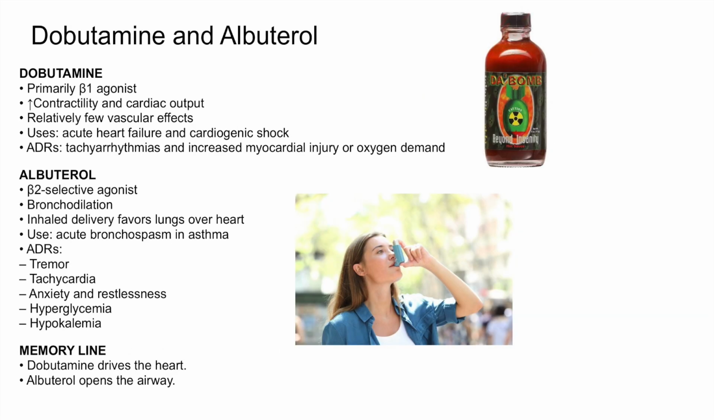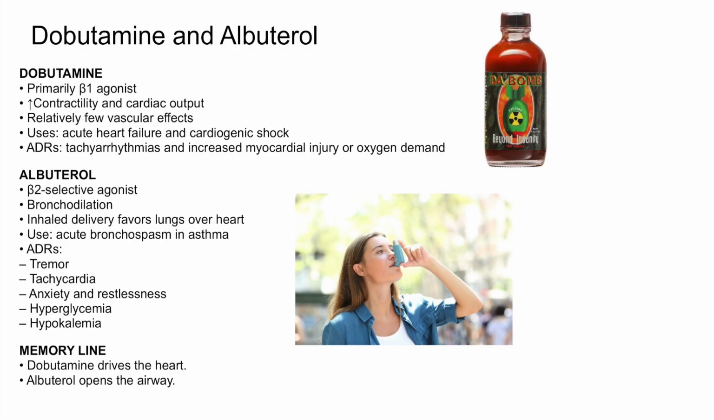All right, so dobutamine and albuterol illustrate how receptor selectivity directs a sympathetic drug towards a particular organ. So dobutamine acts predominantly as a beta 1 agonist in the heart, increasing contractile force and stroke volume, and its main purpose is therefore to improve cardiac output in patients with impaired pump function, such as acute heart failure or cardiogenic shock. Because stronger and faster cardiac activity increases oxygen consumption, dobutamine can provoke tachyarrhythmias or worsen myocardial ischemia.